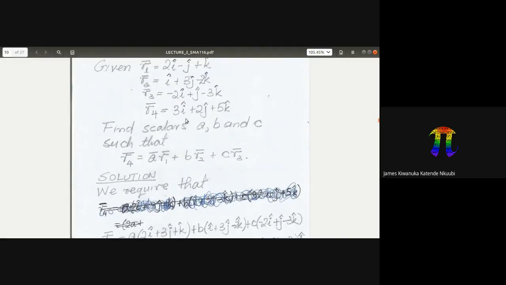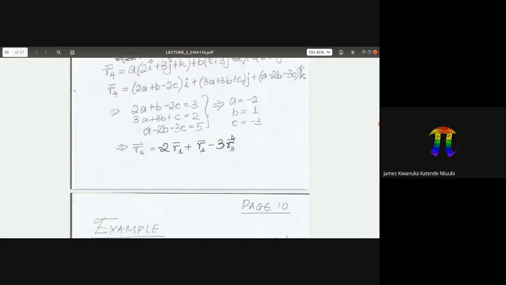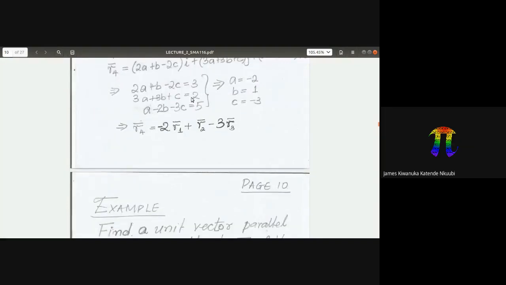So R4 was already given up here, in case you're wondering where I'm getting 3, 2, and 5. R4 was given from the problem. So 3, 2, and 5 actually came from the statement of the problem. So this one you can solve, and you get a is -2, b is 1, and c is -3.